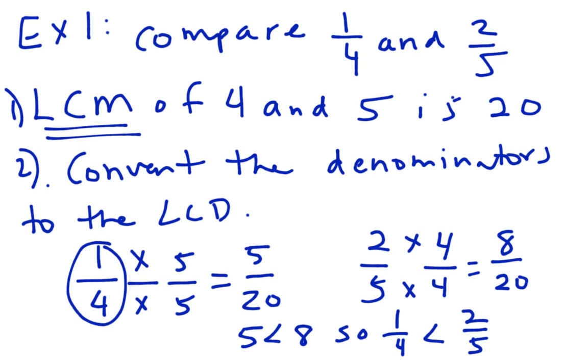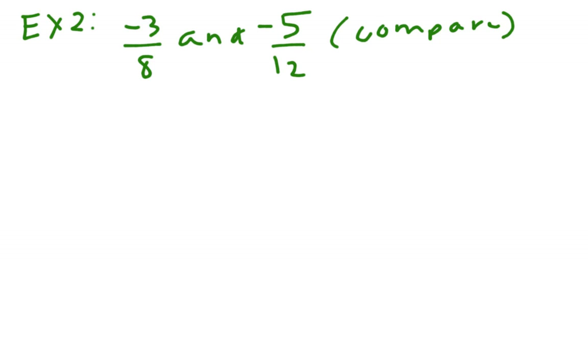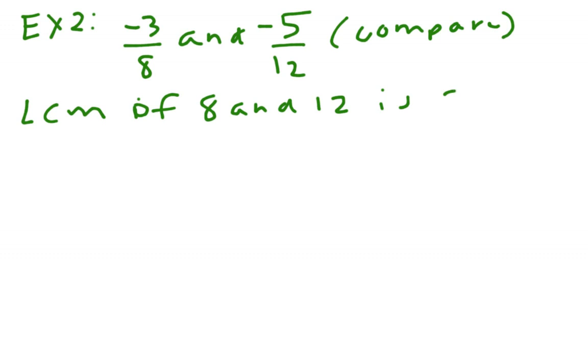So that's example 1. Example 2 is similar, but it has a negative. They're both negative fractions. So we want to compare -3/8 and -5/12. The lowest common multiple of 8 and 12 is 24.